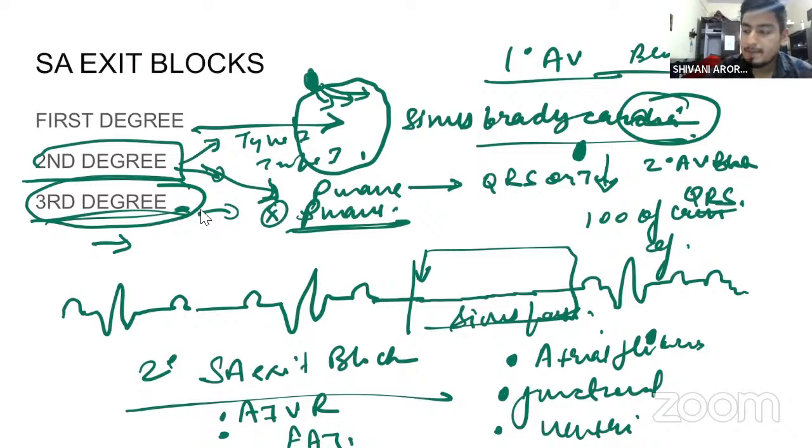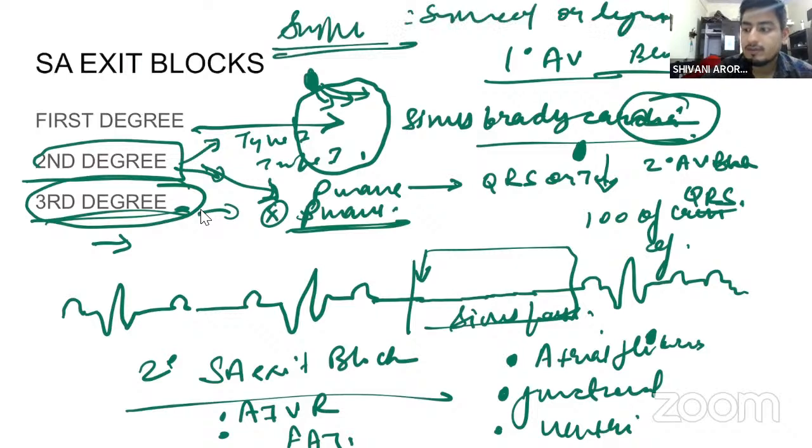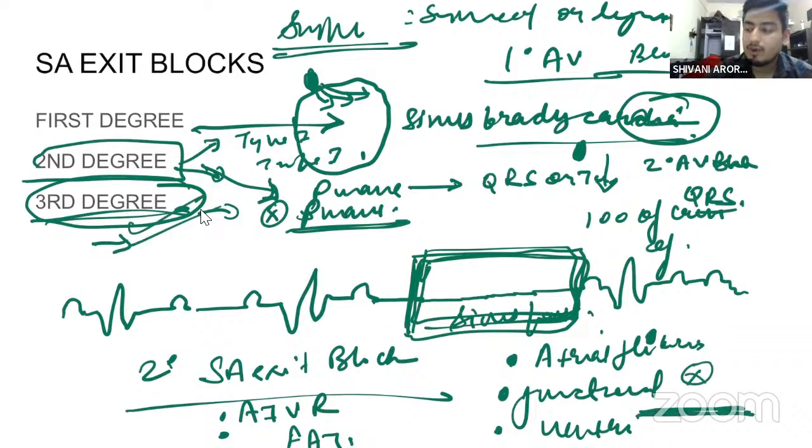Clear? Again, the symptoms in these blocks would be syncopal attacks or lightheadedness. Why? Because as we can see in second degree SA exit block, there is the sinus pause. So at this time, there won't be any perfusion of the brain, leading to syncopal attack or lightheadedness. Similarly, in third degree SA exit block, since SA node stops firing suddenly, there would be a pause or arrest, followed by any other conduction system taking up the work of the pacemaker. Clear?